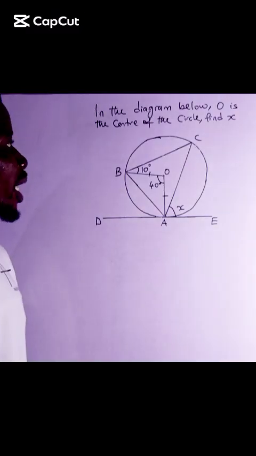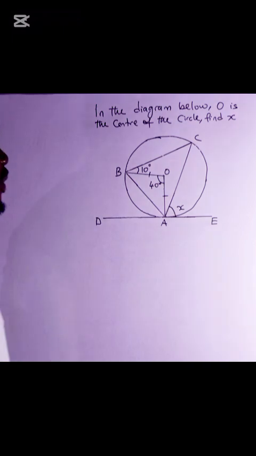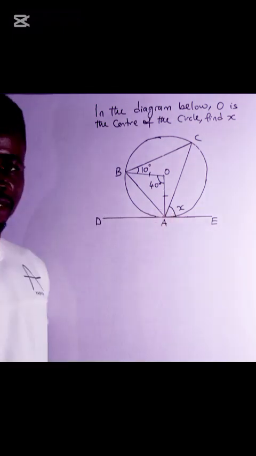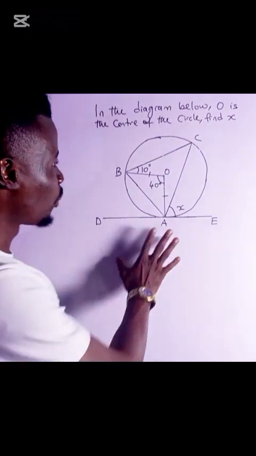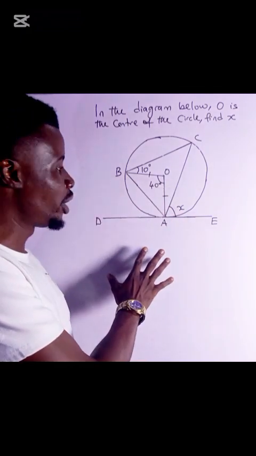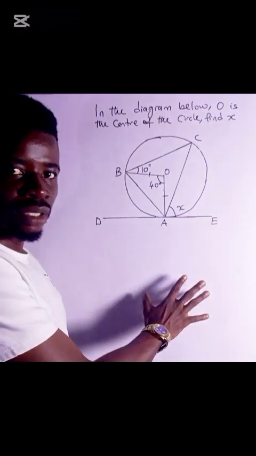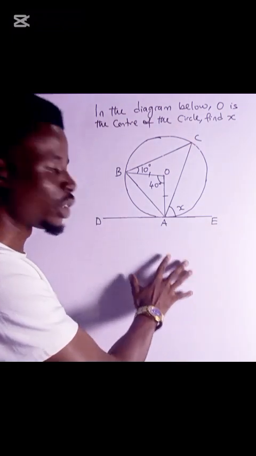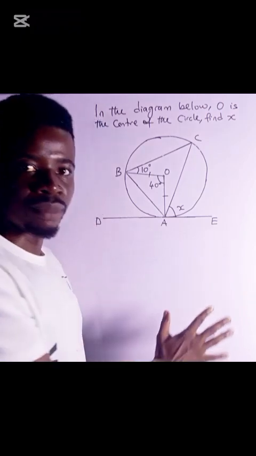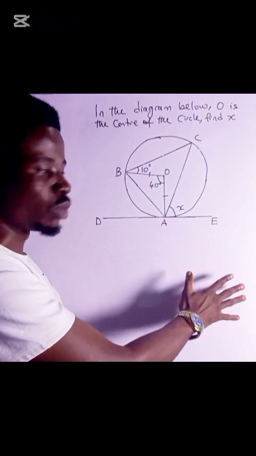So we are asked to find x. In the diagram below, O is the center of the circle. So we're asked to find x. So this is circle geometry. Like I said in my last video, in solving questions involving circle geometry, you must be detailed with your results in every step. You must know why you are having such answers, and you have to state them. Give reasons why your answer for that particular step is that way. Is that okay? So now let's analyze this.